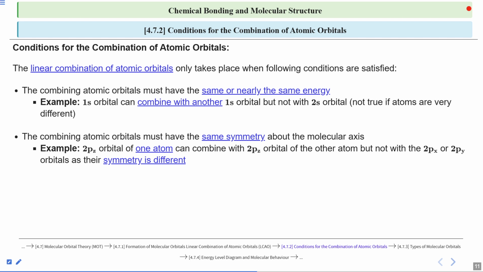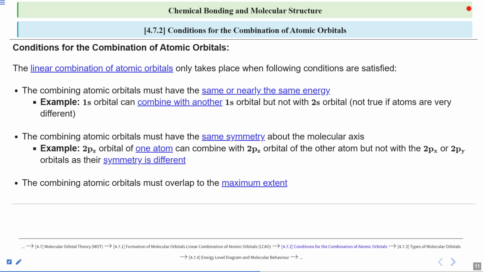So, for example, if you are combining a 2pz, then you can only combine it with the other 2pz. Then and only then will their symmetry be the same and it will result in a molecular orbital, or else it will not combine. So you can take the case of 2px and 2py. They will never combine with each other, not in the case of homo or in the case of hetero. Both are not possible.